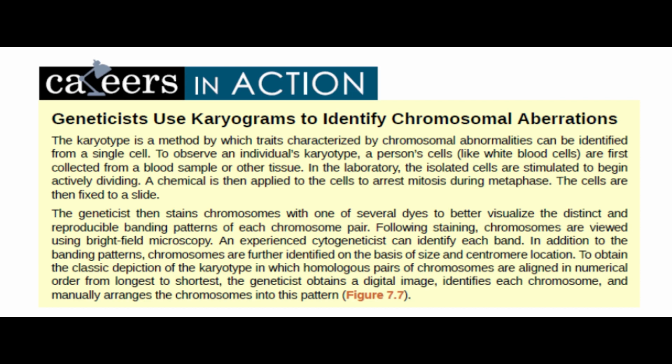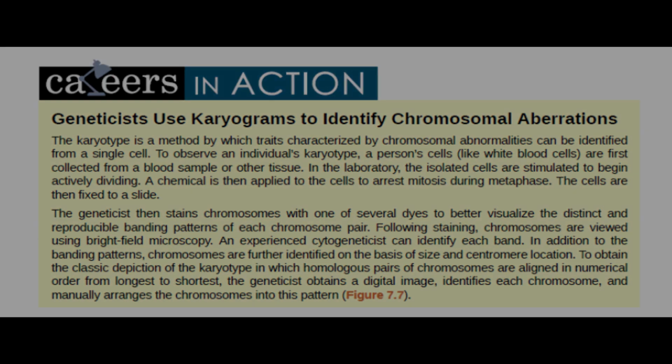To obtain the classic depiction of the karyotype in which homologous pairs of chromosomes are aligned in numerical order from longest to shortest, the geneticist obtains a digital image, identifies each chromosome, and manually arranges the chromosomes into this pattern.